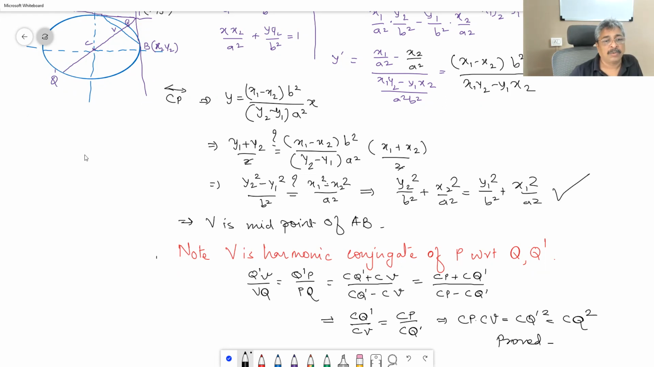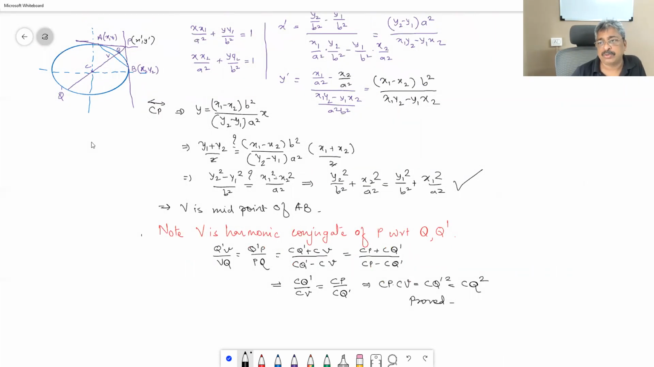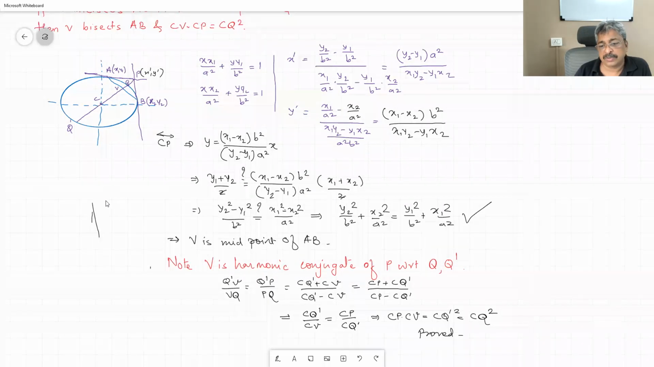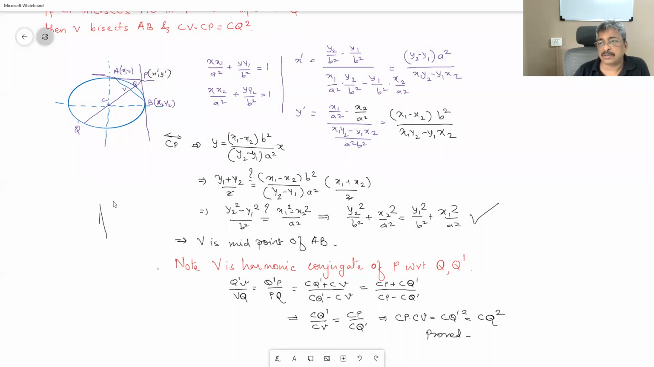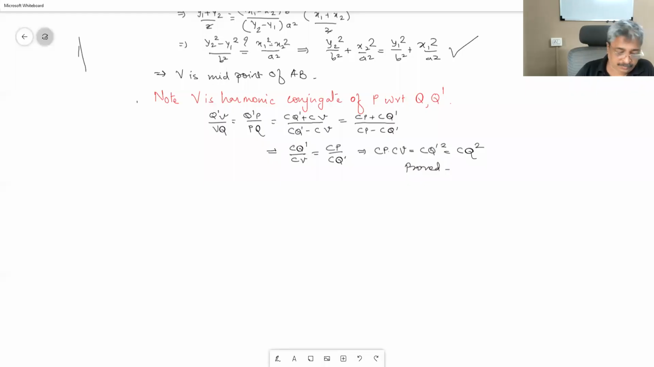Understood? That is the purpose for which we have shown that T is equal to 0 in 4 different ways, and one of them was harmonic conjugate, locus of harmonic conjugate. So V has to be the harmonic conjugate of P with respect to Q and Q dash. Locus of midpoints of parallel chords.